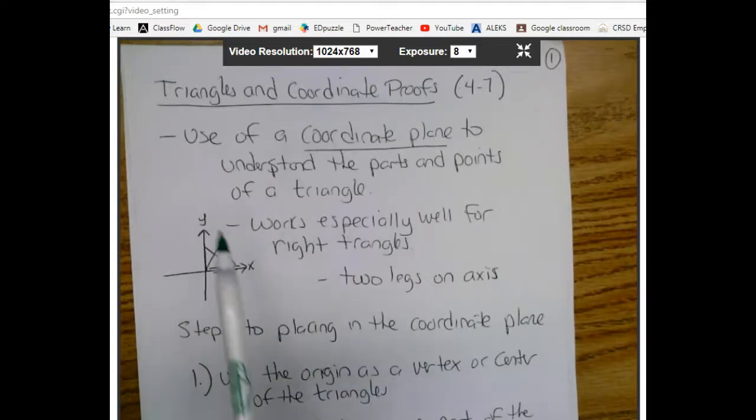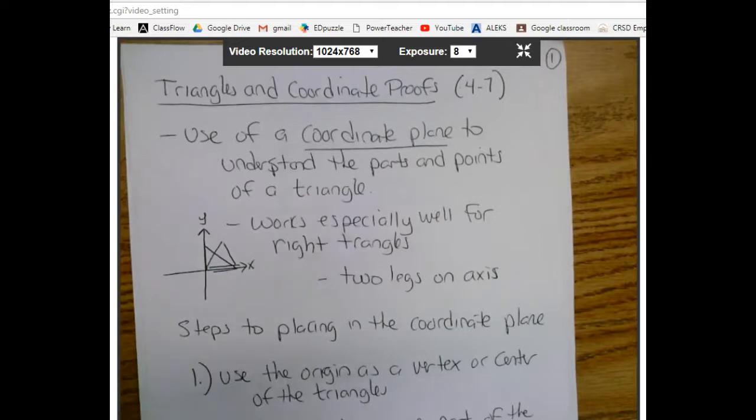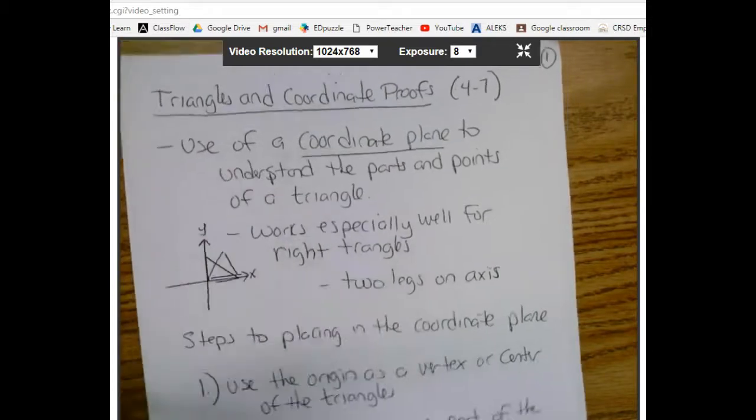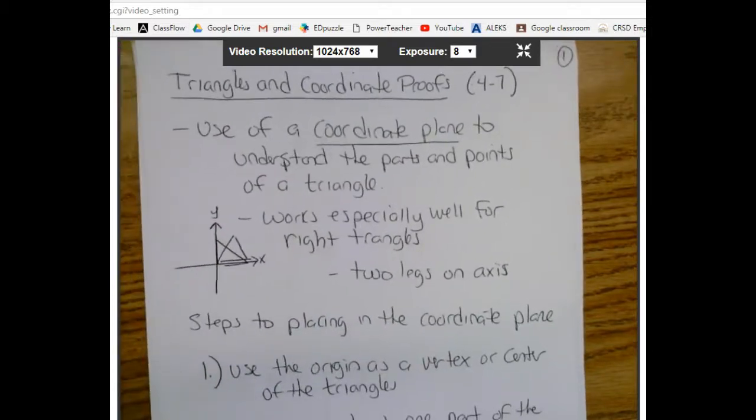You have a y and an x, and we can take triangles like an isosceles, perhaps like this one, or a right triangle like this one, and we can use things we know about the coordinate plane to help us label parts of that triangle. And then we can use those parts or those coordinates to help us prove things about it.